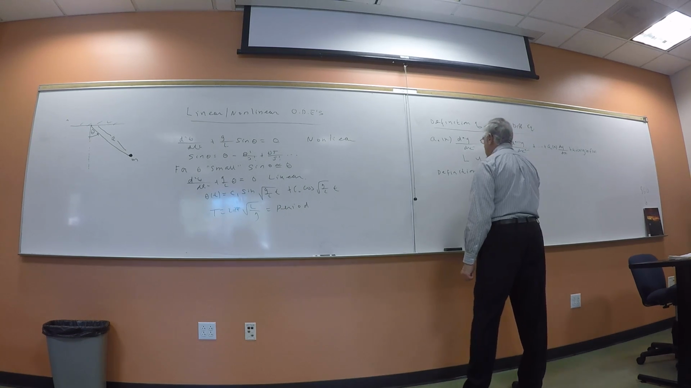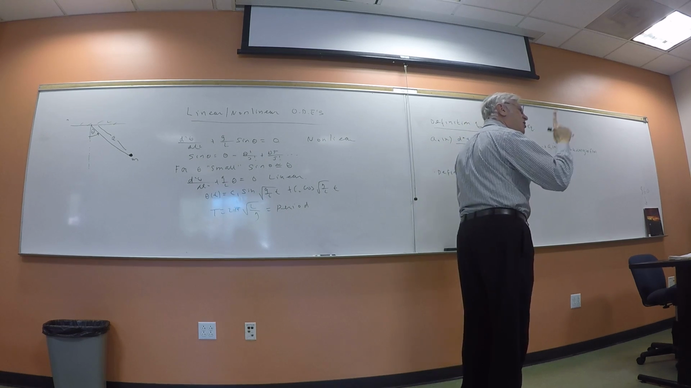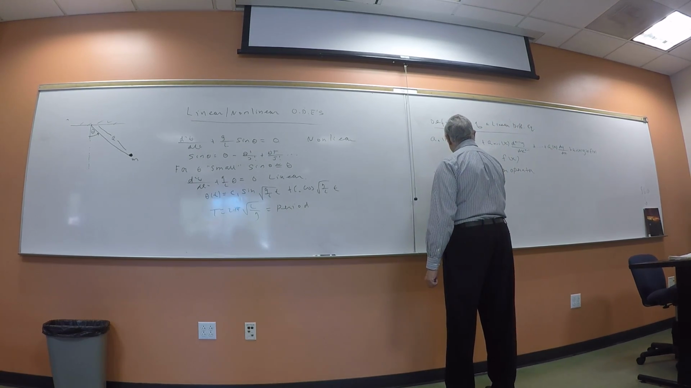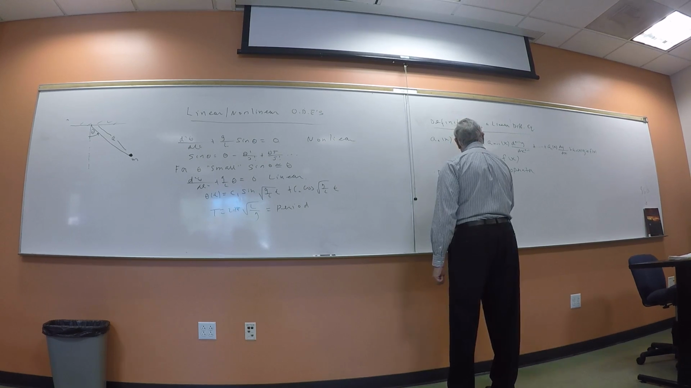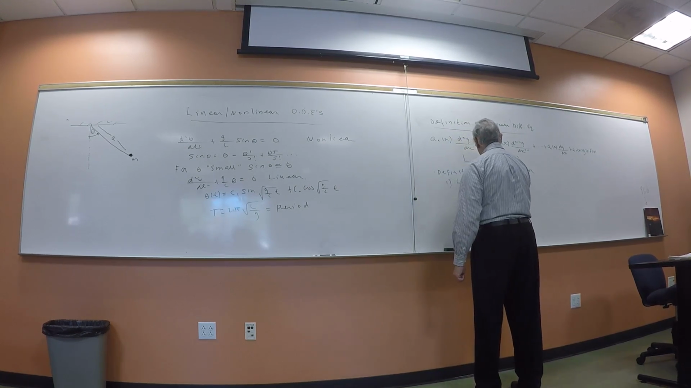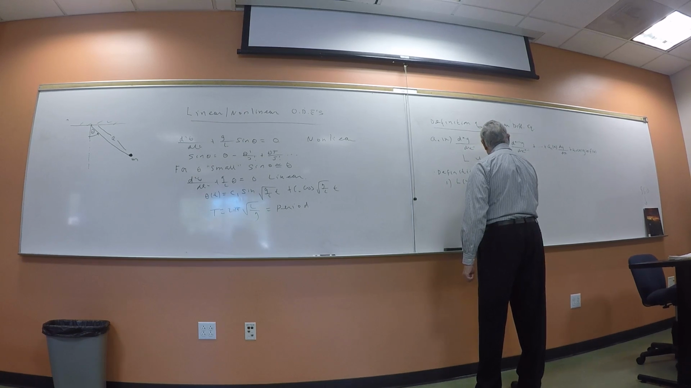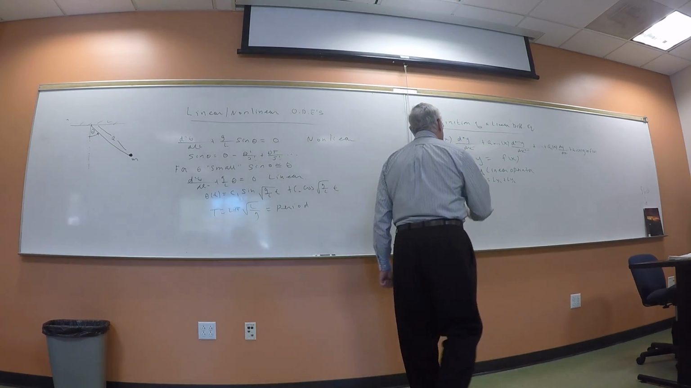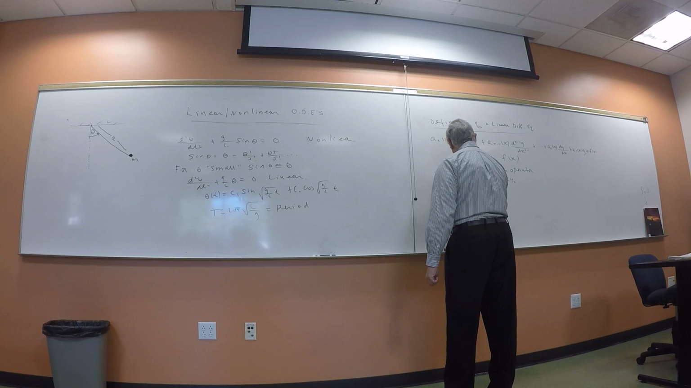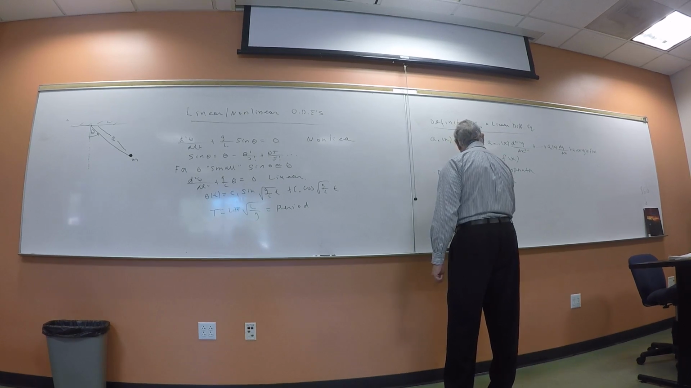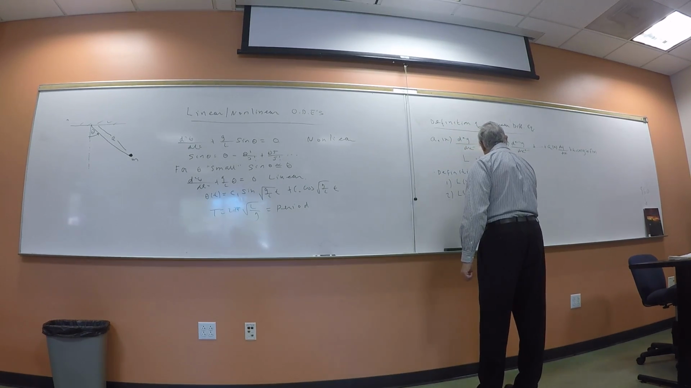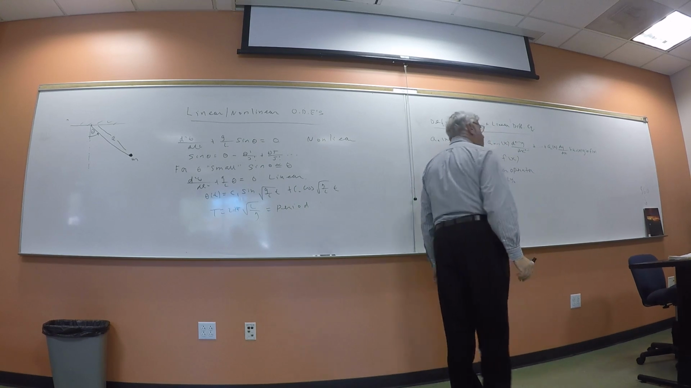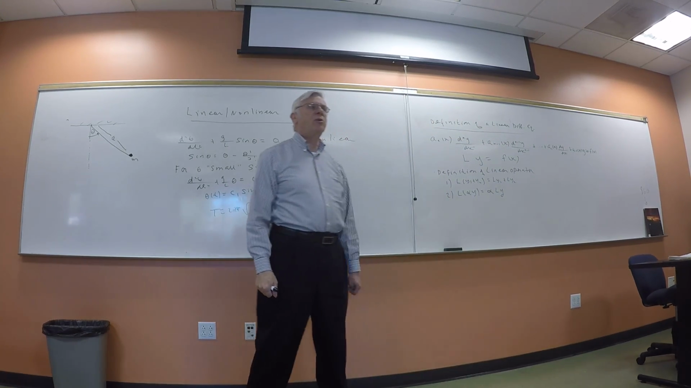In order for L to be a linear operator, it has to satisfy two conditions. Number one is that L operating on y1 plus y2, which are both functions of x, has to be L operating on y1 plus L operating on y2. I'll give some examples. Number two, L operating on alpha y of x is alpha times L operating on y. That's basically the rigorous definition of a linear operator.